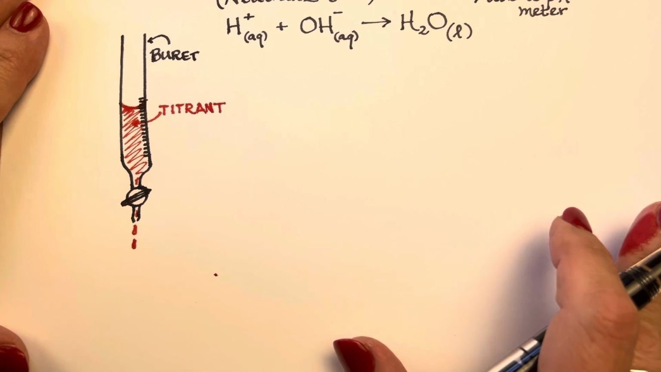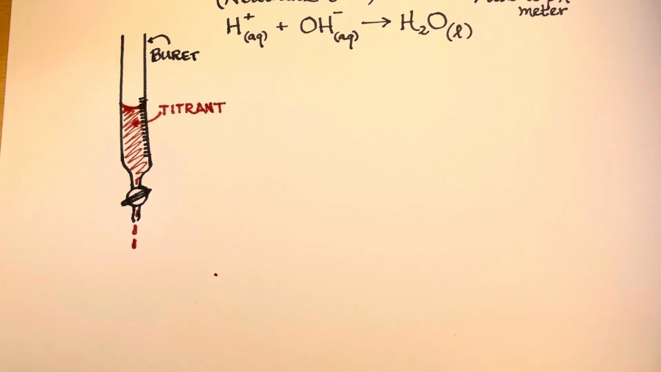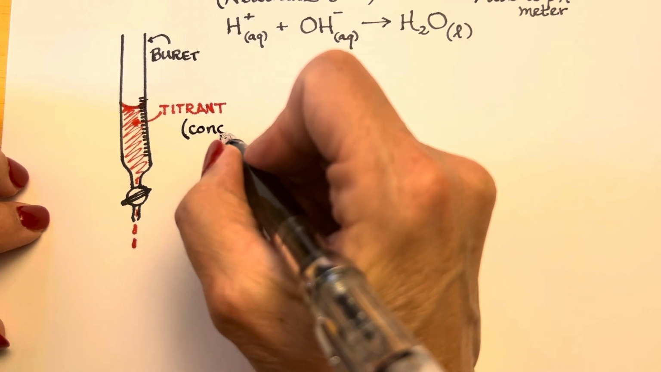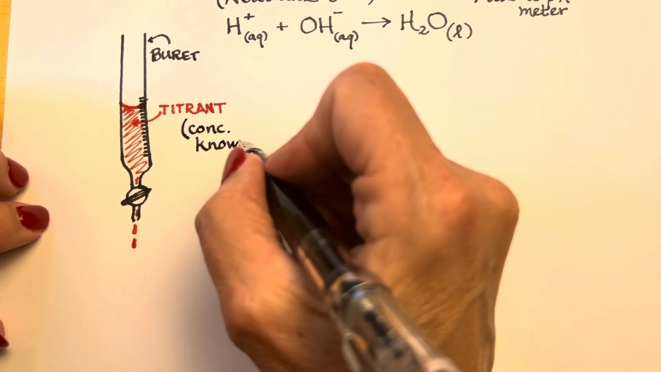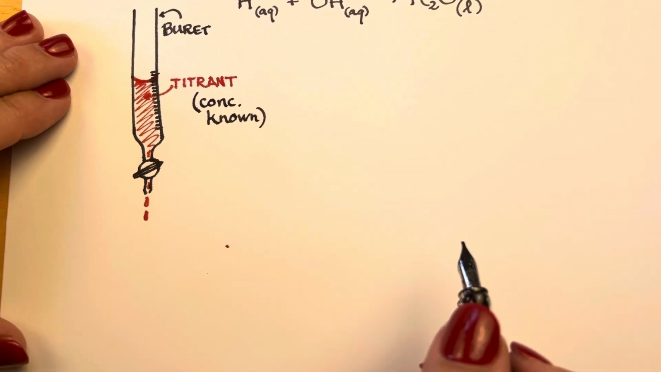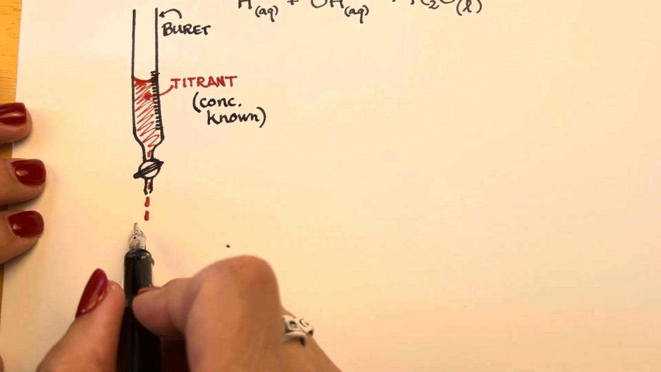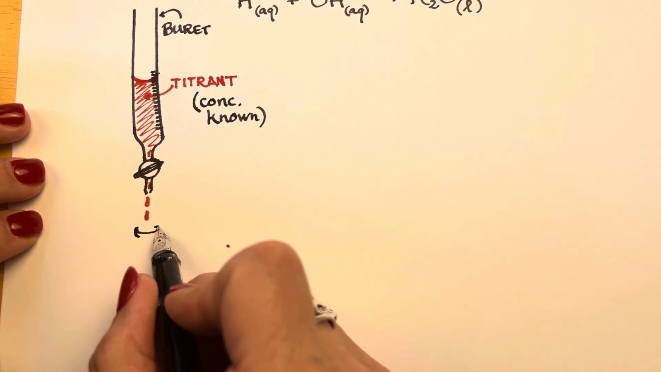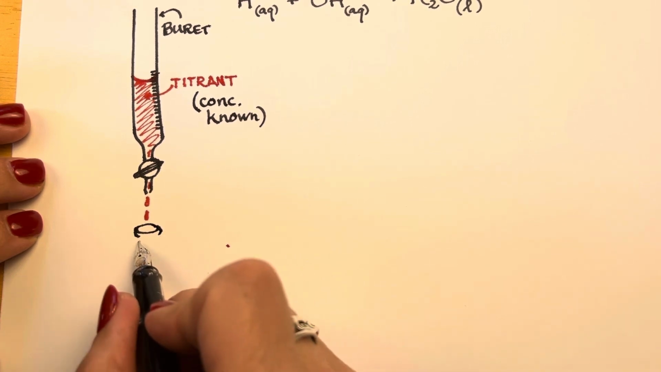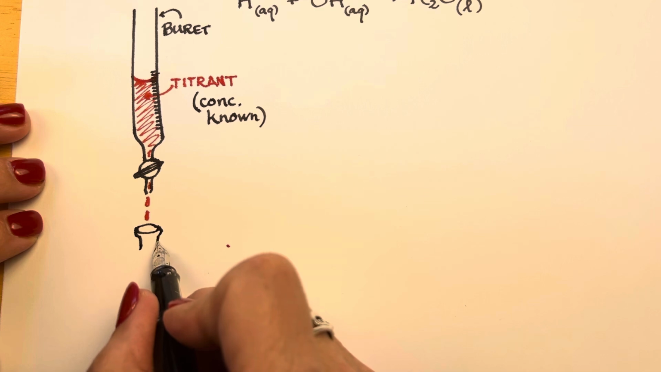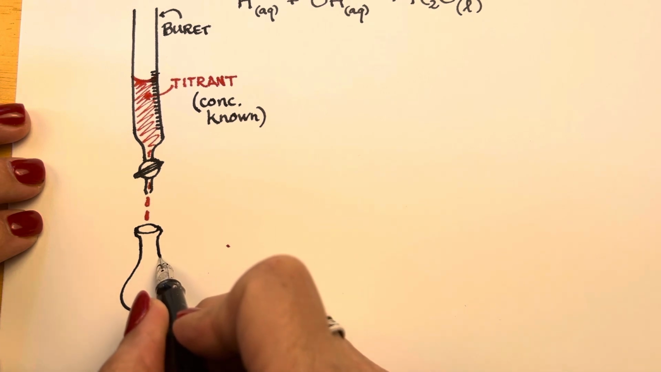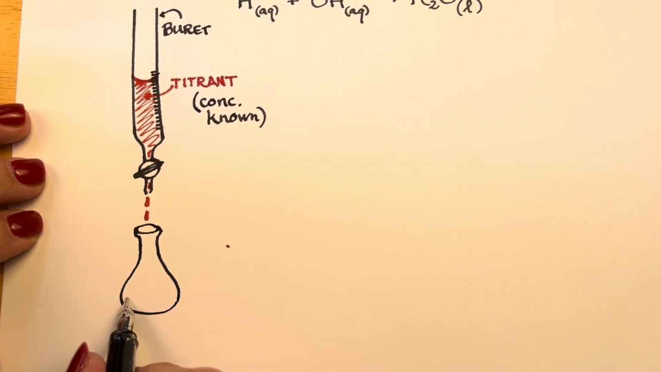Okay. So typically what we have here is the titrant, where the concentration is known. And what you are titrating into is typically the unknown. Also, we usually titrate into a flask. Okay, not always. There are reasons to use a beaker instead.